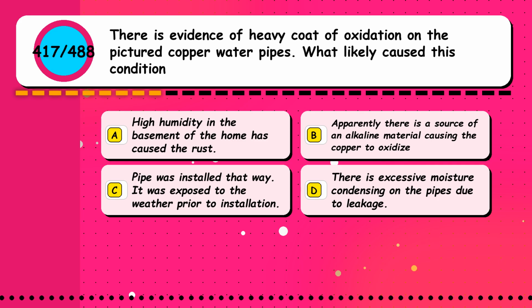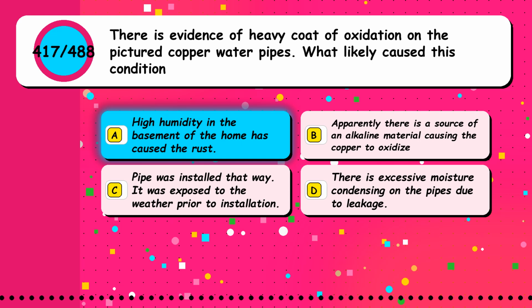Option A. High humidity in the basement of the home has caused the rust. Option B. Apparently there is a source of an alkaline material causing the copper to oxidize. Option C. Pipe was installed that way. It was exposed to the weather prior to installation. Option D. There is excessive moisture condensing on the pipes due to leakage.